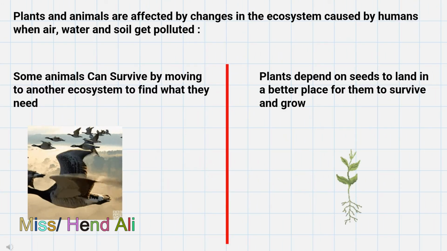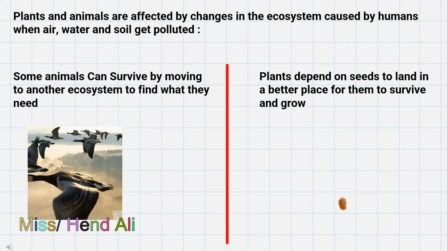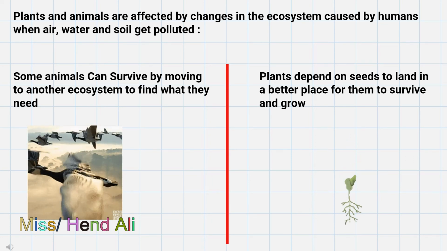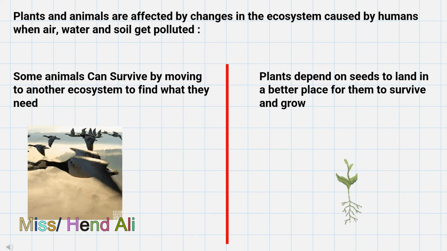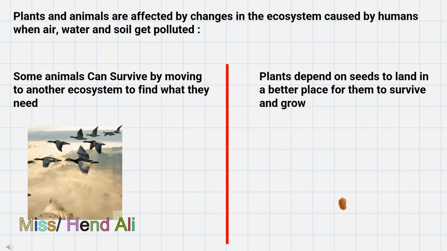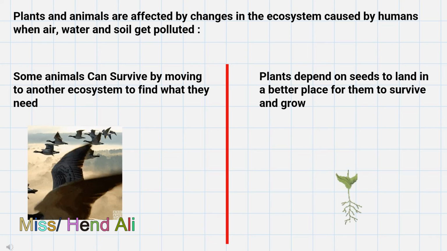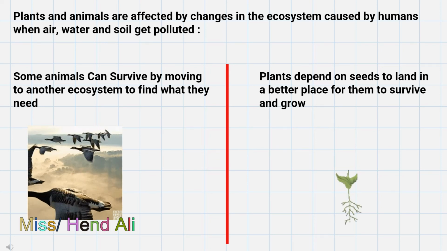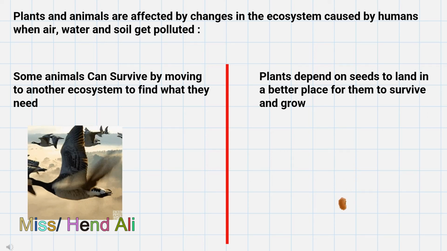Plants and animals are affected by changes in the ecosystem caused by humans. When air, water, and soil get polluted, some animals can survive by moving to another ecosystem to find what they need. Plants depend on seeds to land in a better place for them to survive and grow.